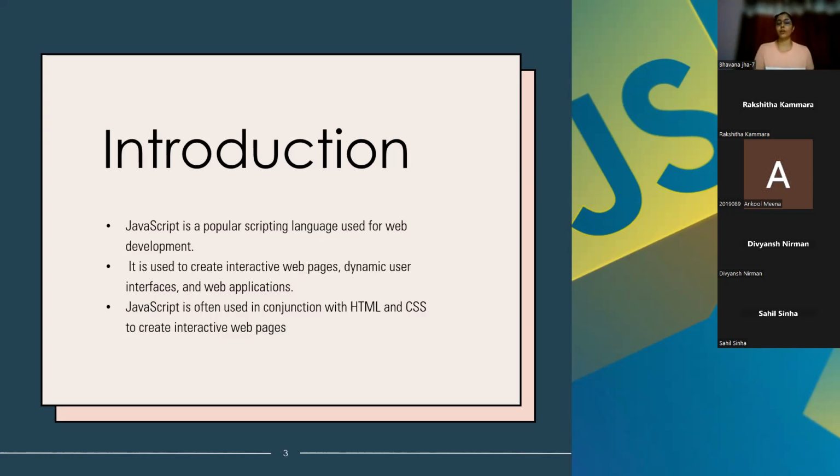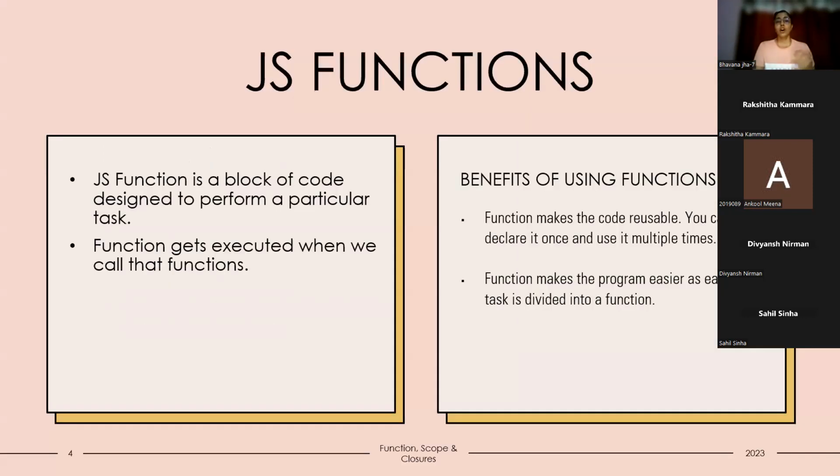So let's move on to our main topic, that is, what are functions. A function in JavaScript is nothing but a block of code that is designed to perform a particular task, meaning a simple subprogram which can be called multiple times. A function gets executed when we call that function. We have to define a function with a function name, function parameters, a body, and a return statement included with the function.